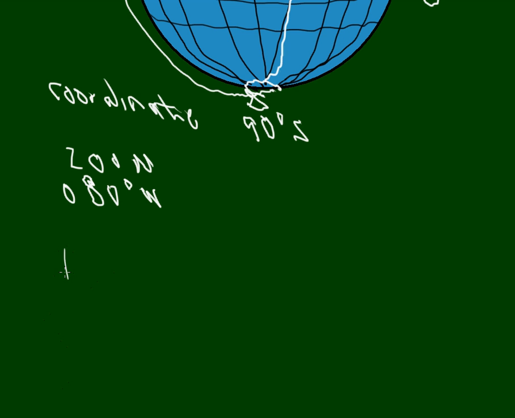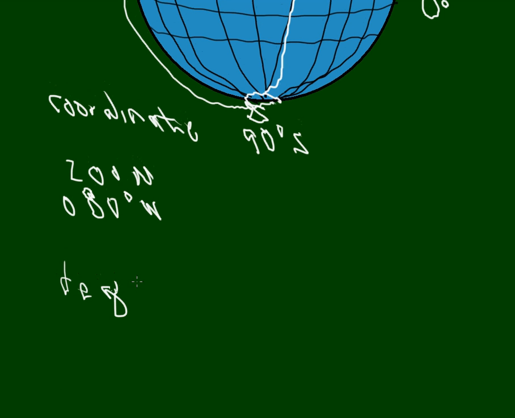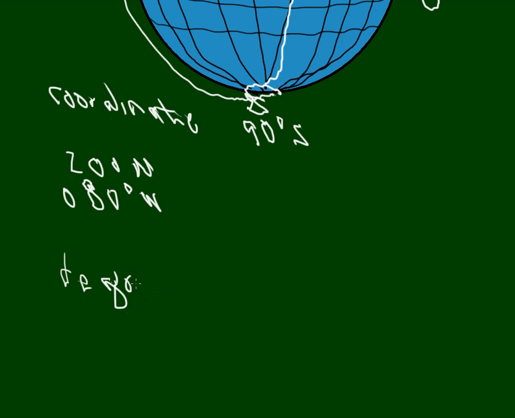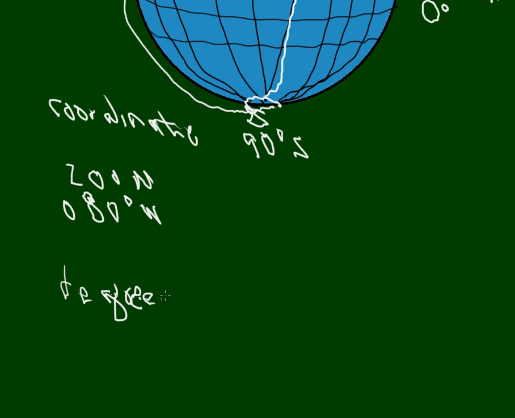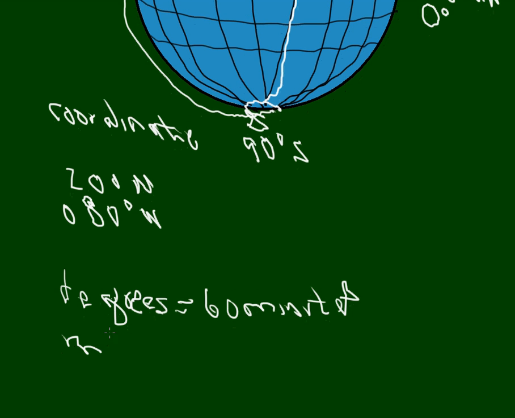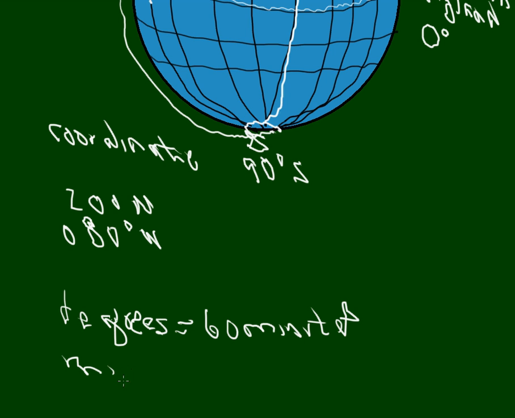degrees are divided into 60 minutes, and minutes are divided into 60 seconds.